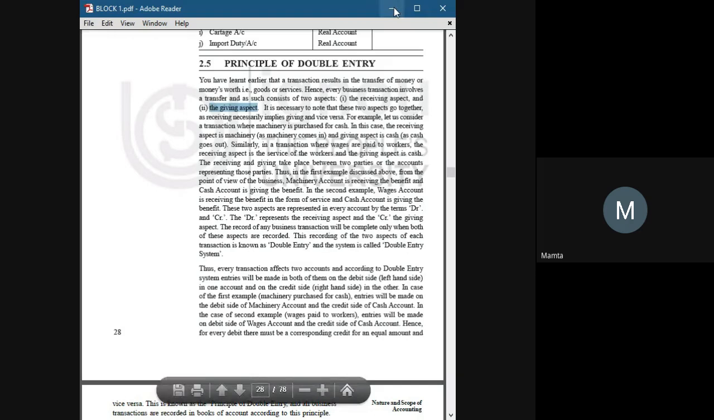So, a debtor. It's not debitor, it's debtor. A debtor. Is it clear, Alita? Okay.